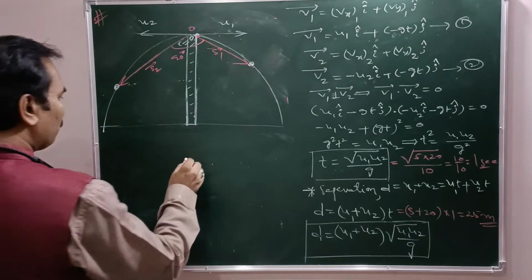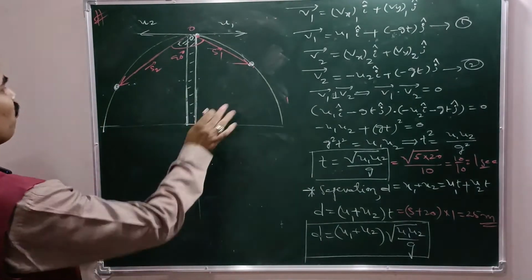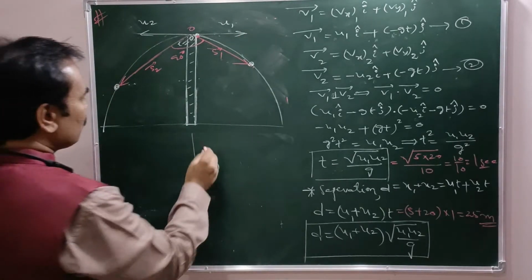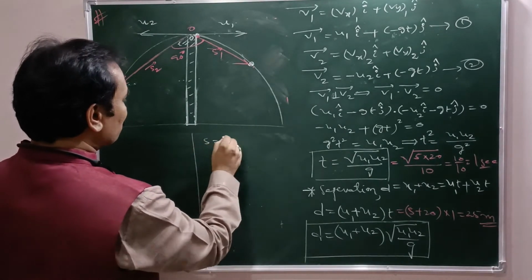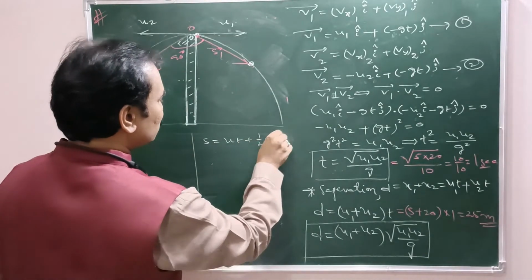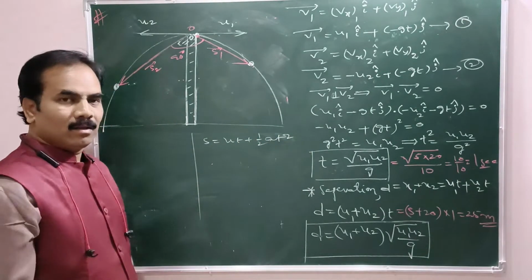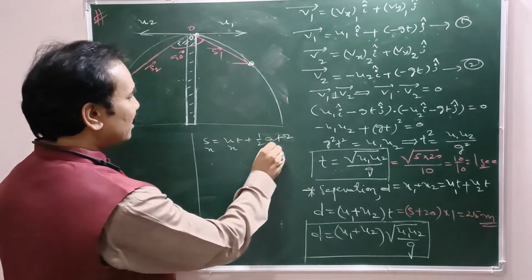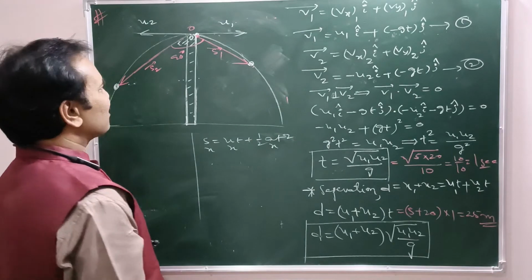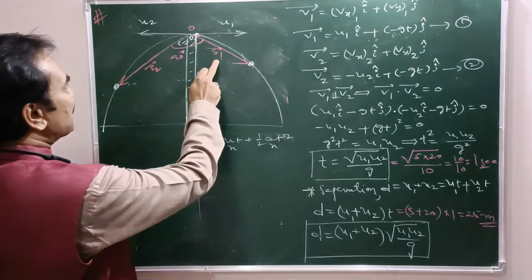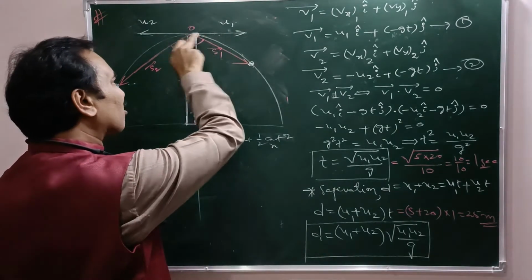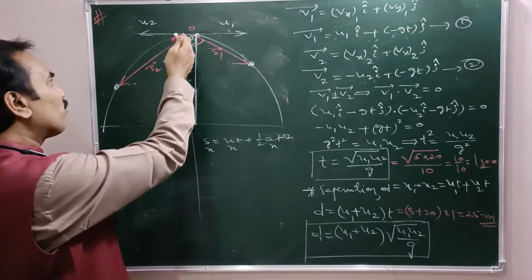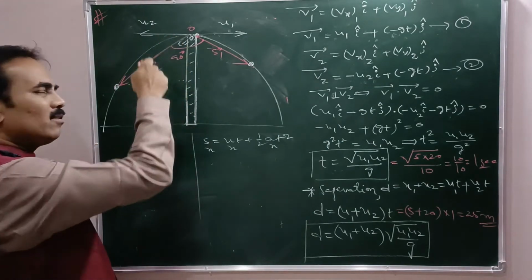S equal to... see, this is the division for both. Right side, first projectile; left side, second projectile. So what is the expression? S equal to ut plus half at square. Now what is S? Sx, here ux, here ax. S1 finds two components: component along x, component along y. S2 also finds two components: component along x, component along y.